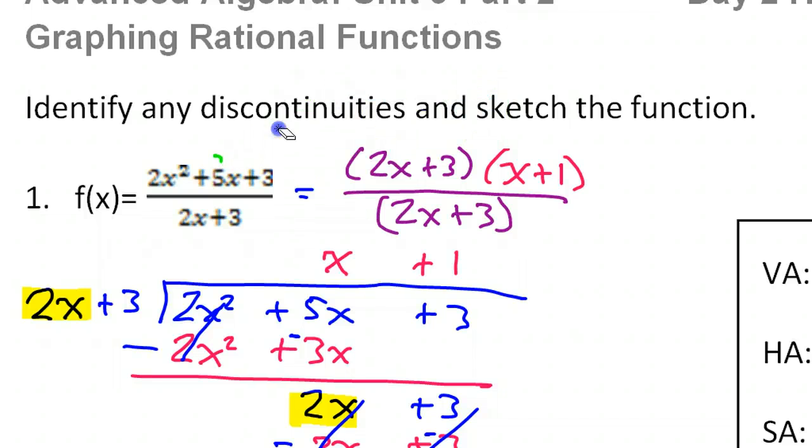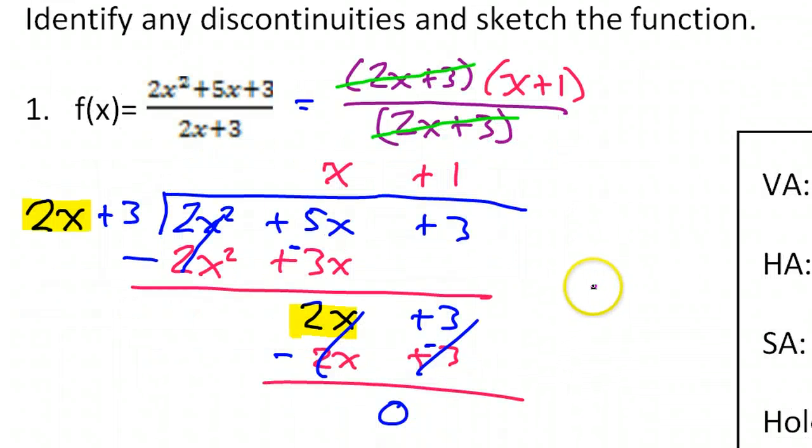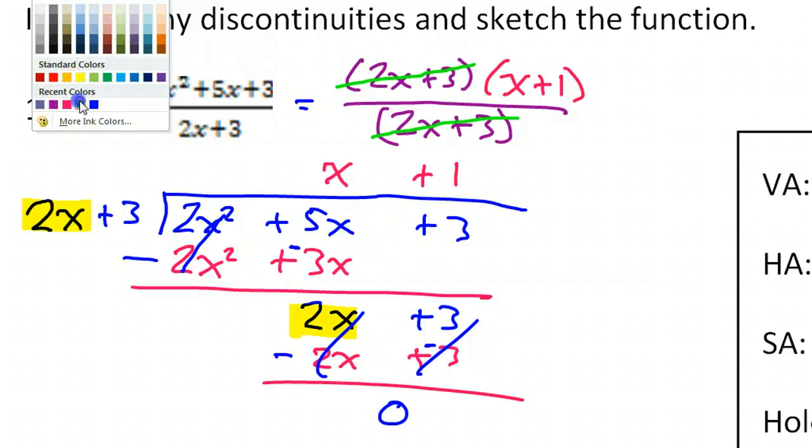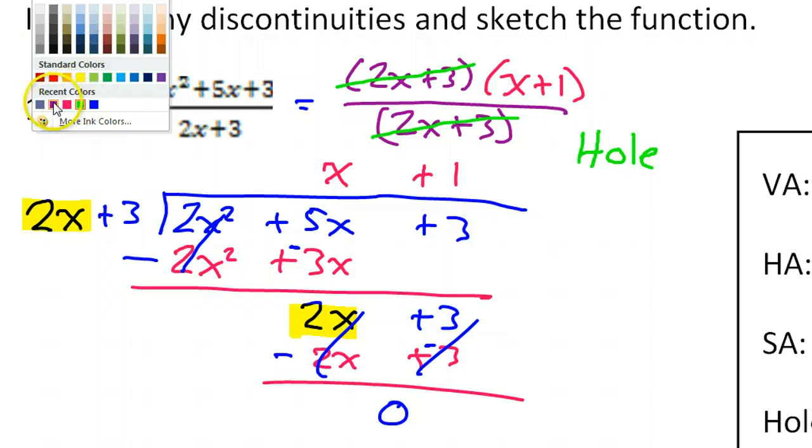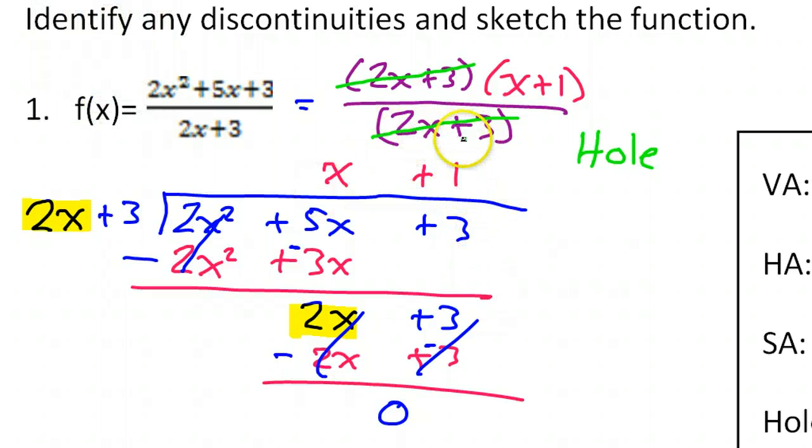So like I said, normally we would have a slant asymptote, but the reason we don't is because the 2x plus 3's actually cancel out. So instead of having a slant asymptote, what are we going to have? What do we get when things cancel out? When things cancel out, we get a hole. And the way we get the hole is by setting this factor equal to 0 and solving.